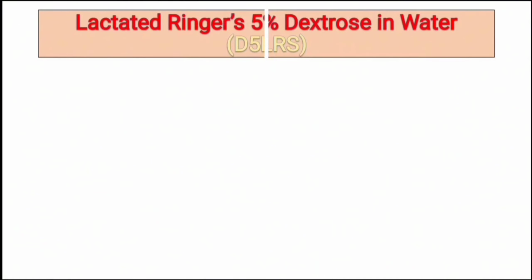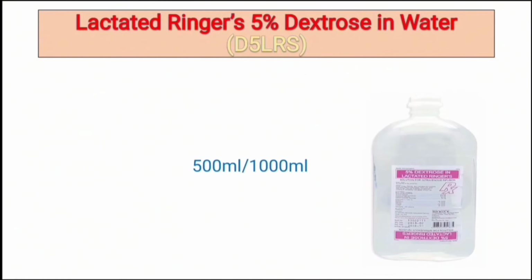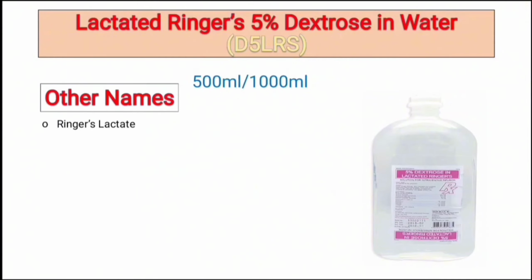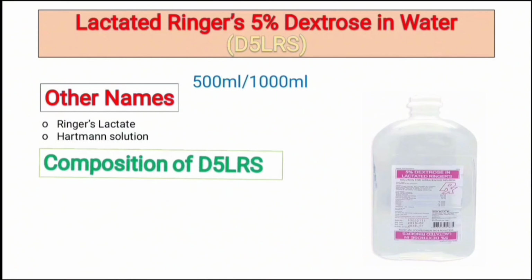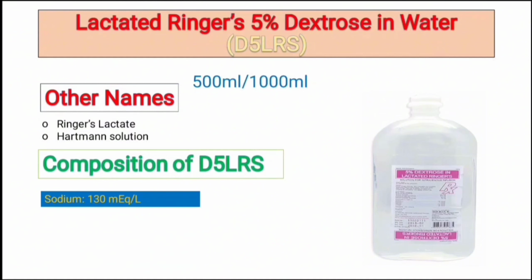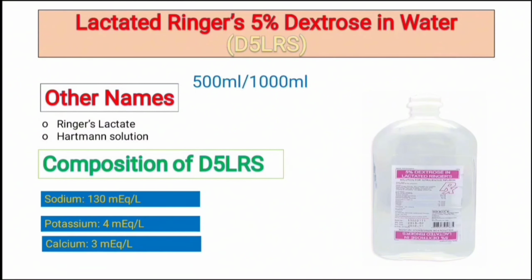Lactated Ringers 5% dextrose in water. It is available in 500 and 1000 ml. Other names: Ringer Lactate, Hartmann solutions. Composition of D5-LRS: sodium 130 mEq per liter, potassium 4 mEq per liter, calcium 3 mEq per liter and chloride 109 mEq per liter.